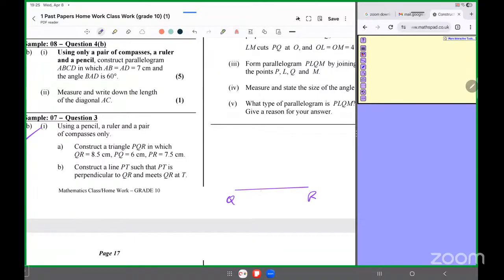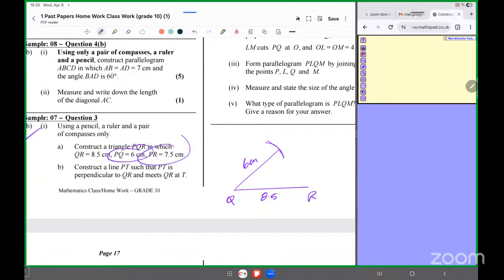Sketch it and then construct it. If PQ is 8.5, then PQ must be 6. PQ over here must be 6, so I'm going to draw a line up here that is 6 centimeters by making a 6 centimeter arc. Then we need 7.